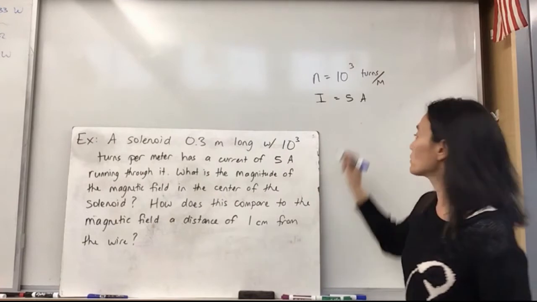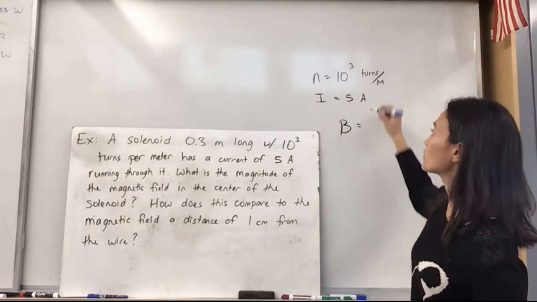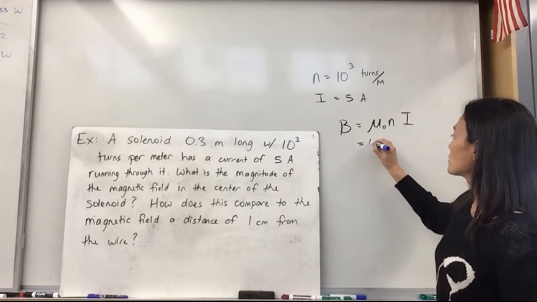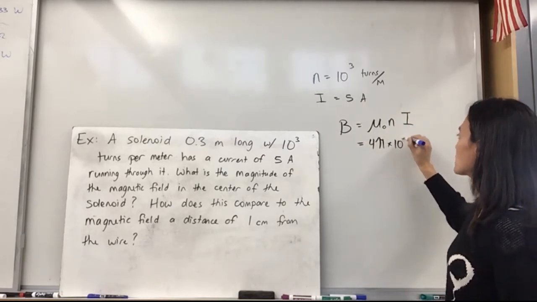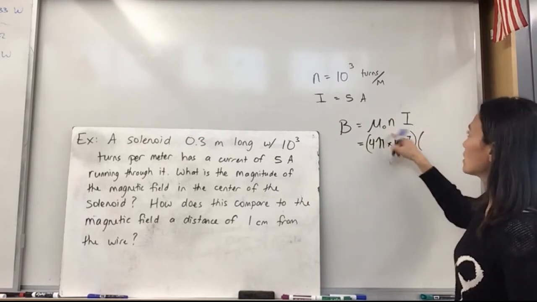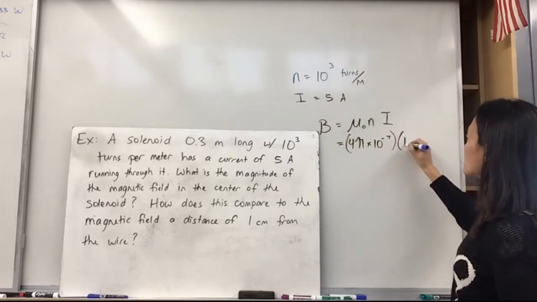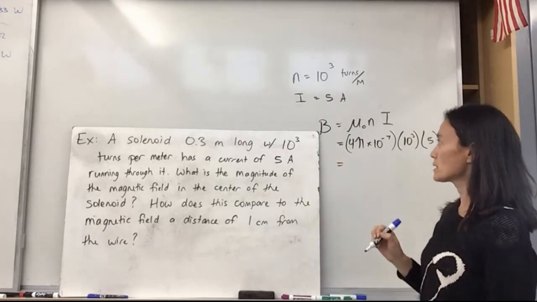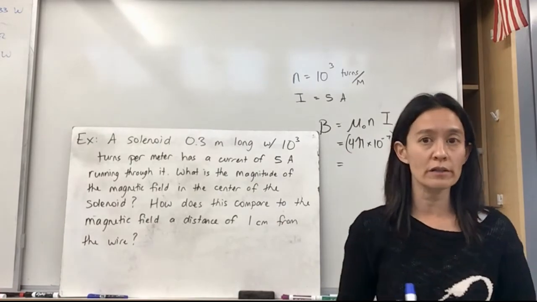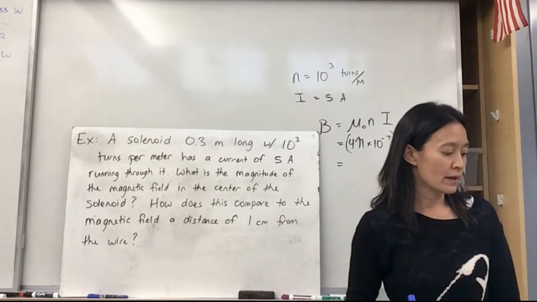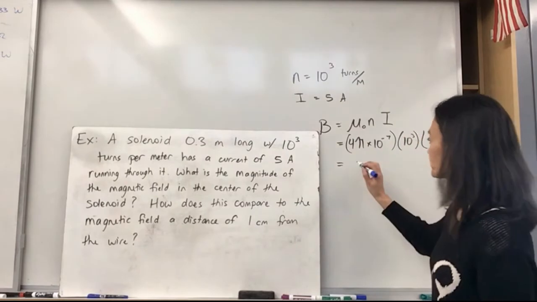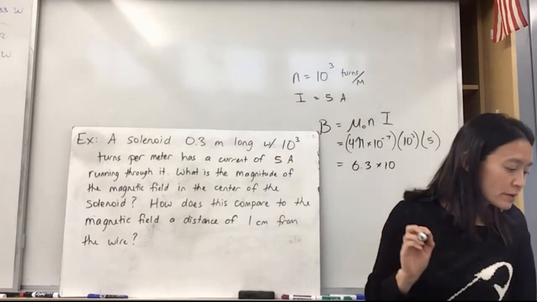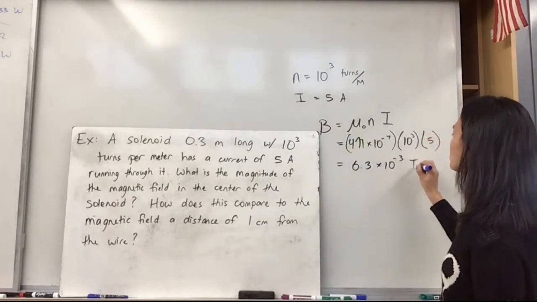So for a solenoid, remember, B, if I know the number of turns, is just mu naught N times I. So that's going to be 4 pi times 10 to the negative 7. My turn ratio, rather, is 10 to the 3, and my current is 5. So again, take the time, stop the video, get your calculator out, calculate this for yourself, and get a value. Hopefully you get 6.3 times 10 to the negative 3 Teslas. Again, pretty small value.